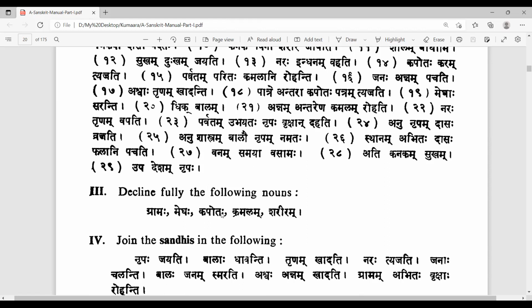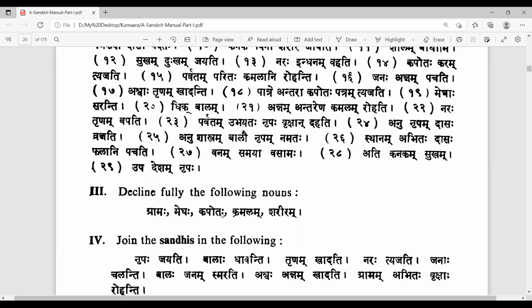Ati kanakam sukham. Sukham is happiness. Ati is above. Asti is the kriya padam. Ati kanakam sukham: happiness is above gold. Happiness is above gold. Ati kanakam sukham asti.